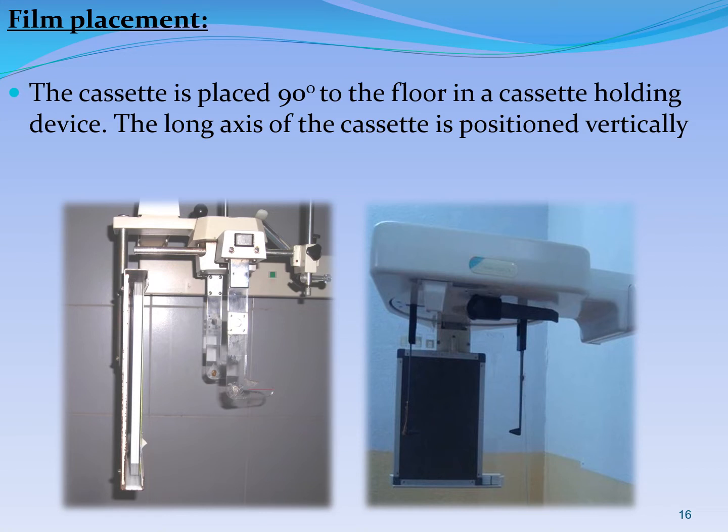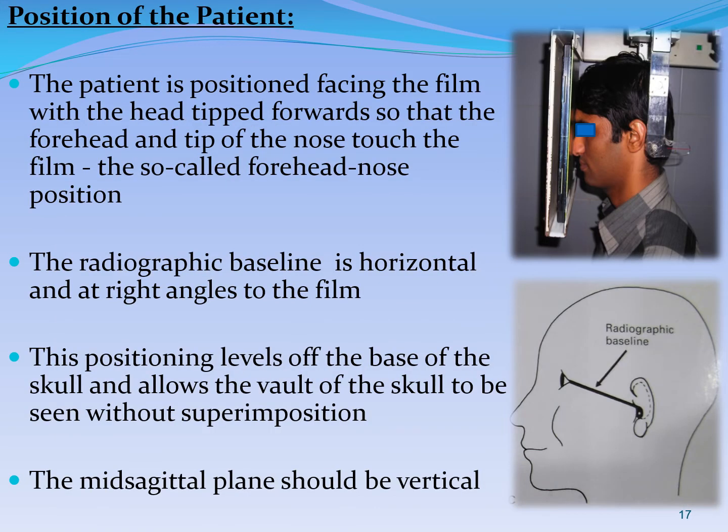Coming to the film placement, the cassette is placed 90 degrees to the floor in a cassette holding device. As you can see in the image over here, the long axis of the cassette is positioned vertically. So this requires a standard panoramic unit for making all these radiographs. Next, coming to the position of the patient. As you can see in the picture over here, the forehead and nose have to touch the cassette, which is typically termed the forehead-nose position.